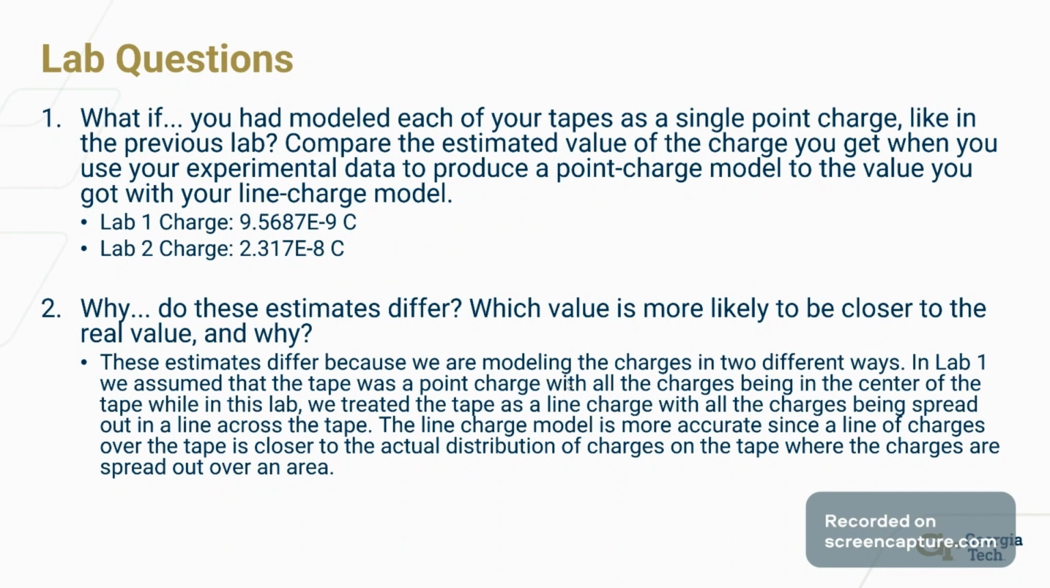They differ because we're modeling the charges in two different ways. In Lab 1, we assumed that the tape was a point charge with all the charge being in the center of the tape, while in Lab 2, we treated the tape as a line charge with all the charge spread out in a line across the tape. When we were trying to find the charge in the first lab, we set the force of gravity, mg, equal to kq squared over r squared, which is the electric field of a point charge. While in this lab, we set mg equal to kq squared over r times the square root of r squared plus L over 2 squared, which is the general electric field of a thin rod, with the midpoint being on the axis. That's what we did here, and that's why it's different.